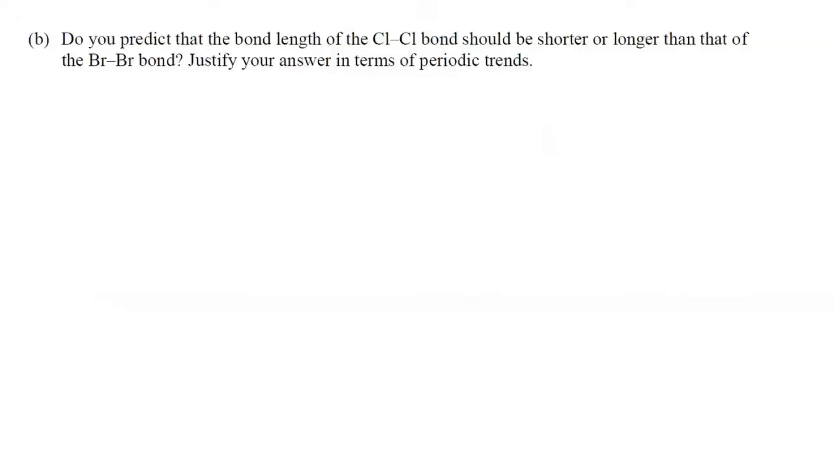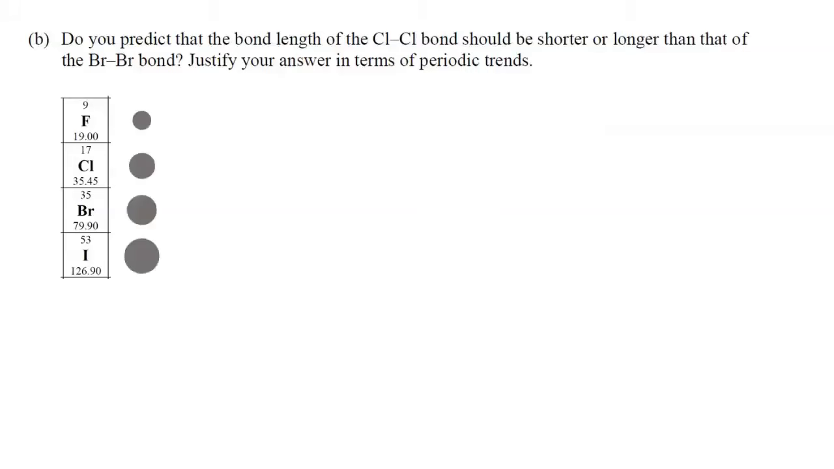All right, let's take a look at part B of this question. Do you predict that the bond length of the chlorine-chlorine bond should be shorter or longer than that of the bromine-bromine bond? Justify your answer in terms of periodic trends. So bond length can be affected by the size of the atoms in the bond, and since chlorine and bromine are in the same family, the same group, we should know the atomic radius trend. So as we go from top to bottom down a group, atomic radius tends to increase.